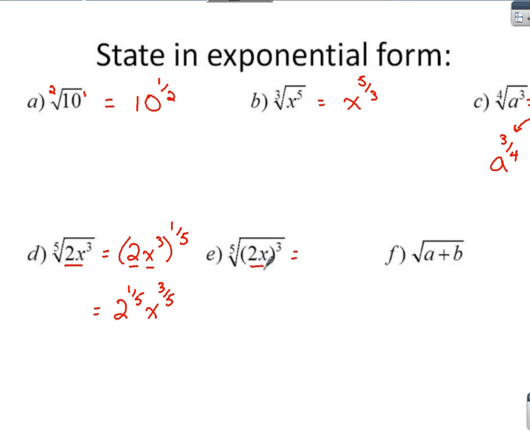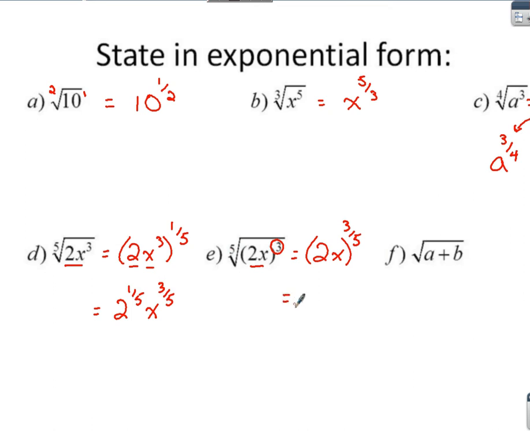Now part E differs just a little bit. Here I've got this product 2 times x, but all of it is being cubed under the radical. So what that means is I'm going to take this 2x here, all of it, and raise it to the 3/5 power. Since this power of 3 is applied to the 2x, that'll be my numerator. This 5 right here in the denominator goes with the index number here.